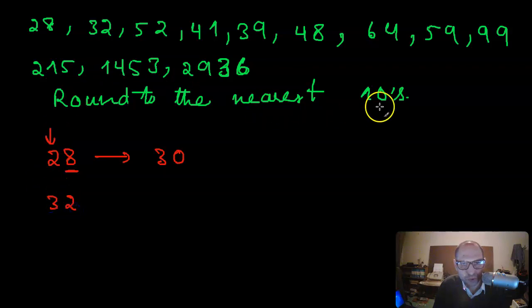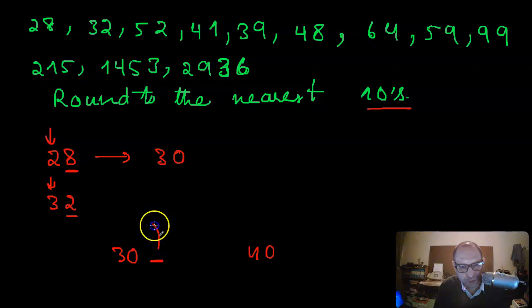32, rounding to the nearest tens, which is this place value. So I take a look at the digit immediately to the right of 3, which is a 2, which is less than 5. Which means that the number is closer to 30 than 40, because 32 is between 30 and 40, right? And 32 would be somewhere over here, which is much closer to 30 than 40.